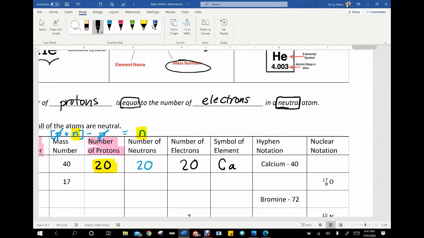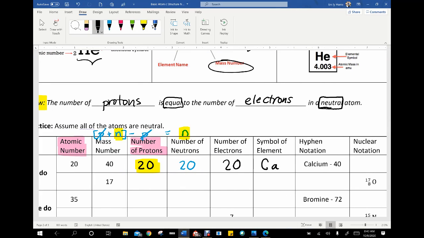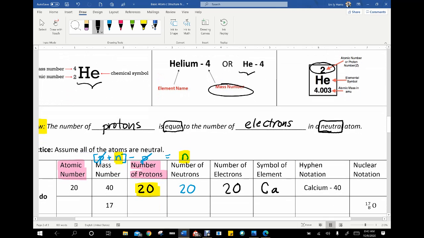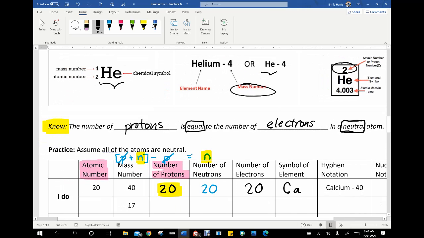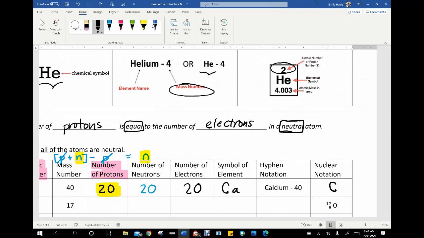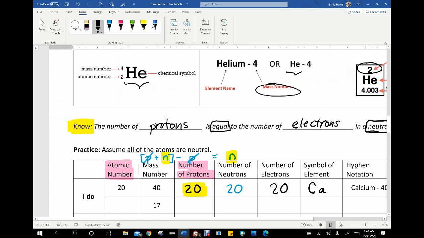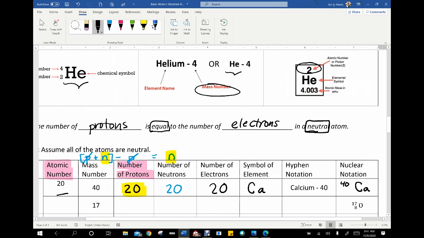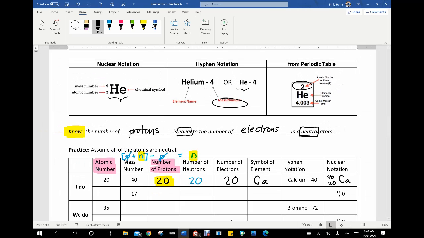Now here they already have the hyphen notation filled in for us. Remember that in hyphen notation you have the element name followed by the mass number. Now it's up to us to fill in the nuclear notation. So we start with the element symbol, which is Ca. On top we should place the mass number, which is 40. On bottom, we should place the atomic number, which was 20. And there is our nuclear notation. Let's go ahead and try the next one as well.